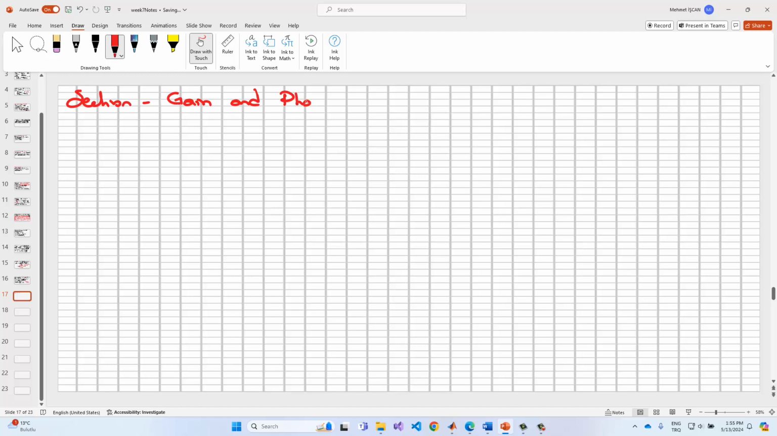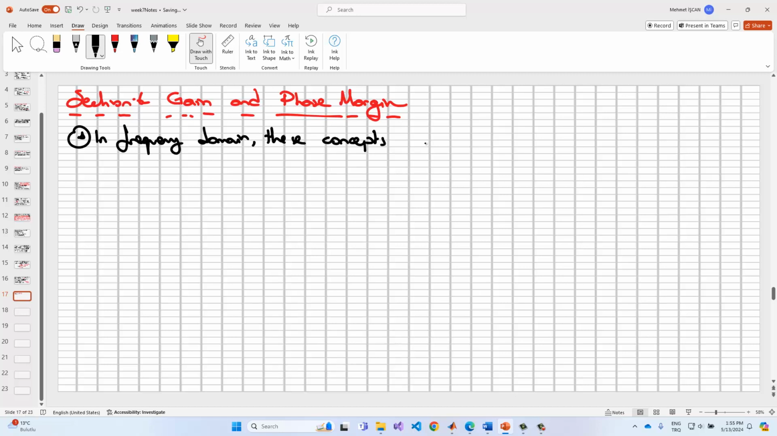and phase margin. Guys, these two important concepts are related to frequency response analysis. First of all, in the frequency domain, these concepts are important for the stability of the system. But what is the meaning of the gain margin? We need to define it.